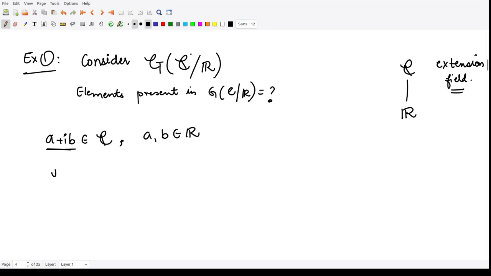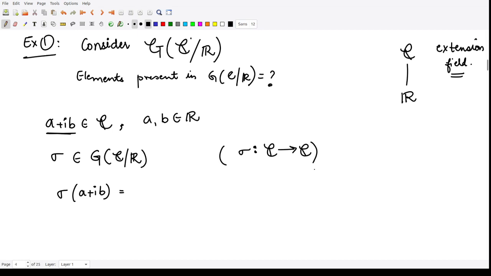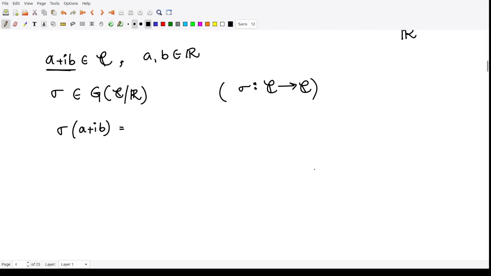And we take one mapping sigma from this group of automorphisms. Now we will check what sigma of A plus iota B is. Because this mapping sigma is defined from the extension field, which is C, it is defined from C to C. So we will check sigma of A plus iota B. Because this is a homomorphism, it would be equal to sigma of A plus sigma of iota into sigma of B.